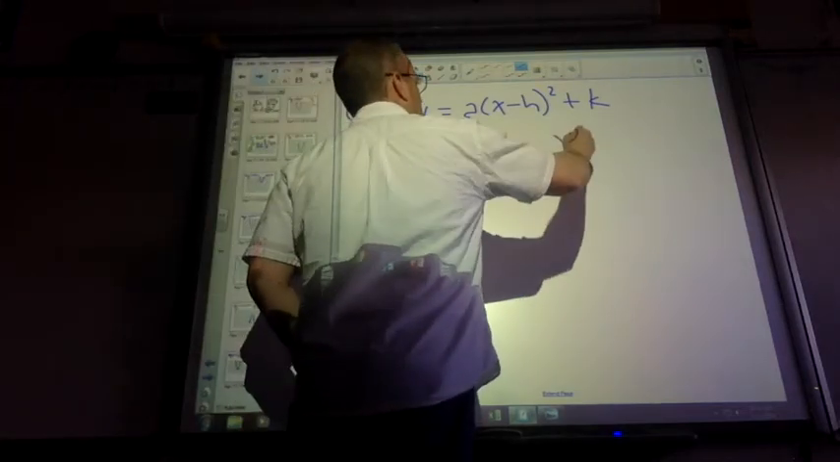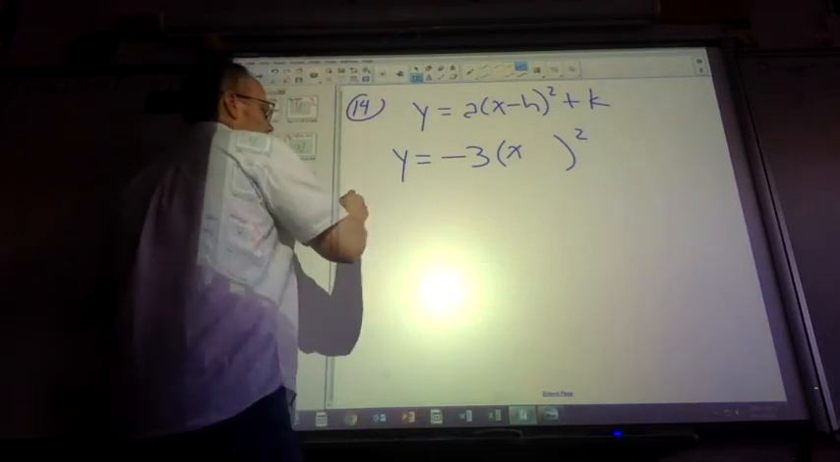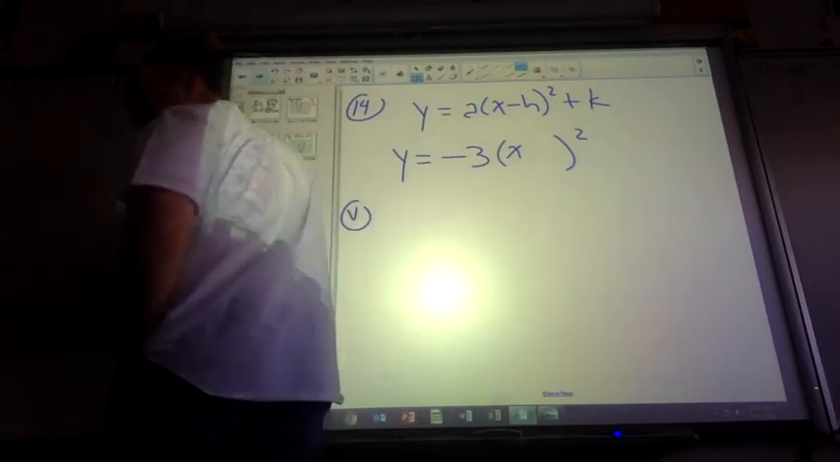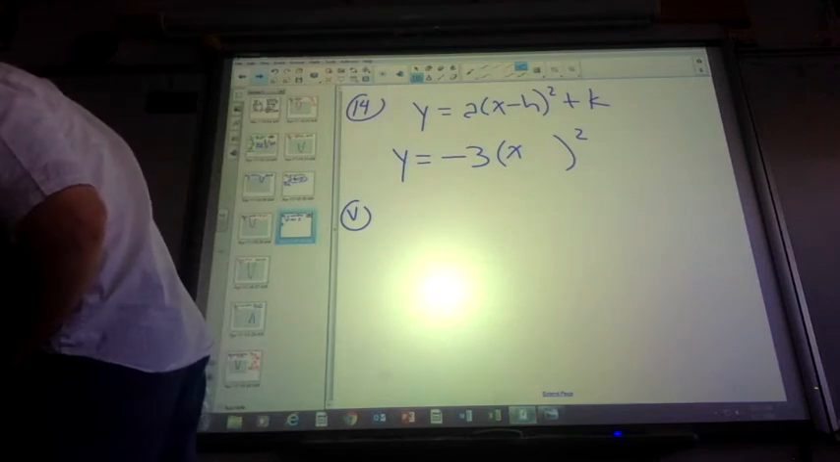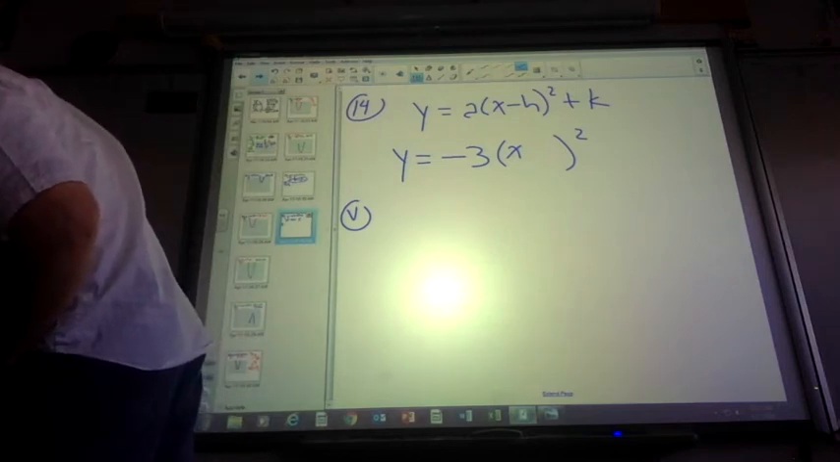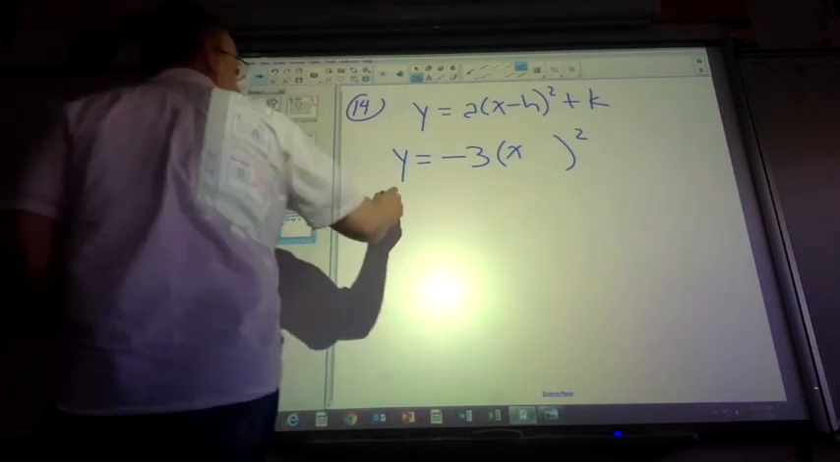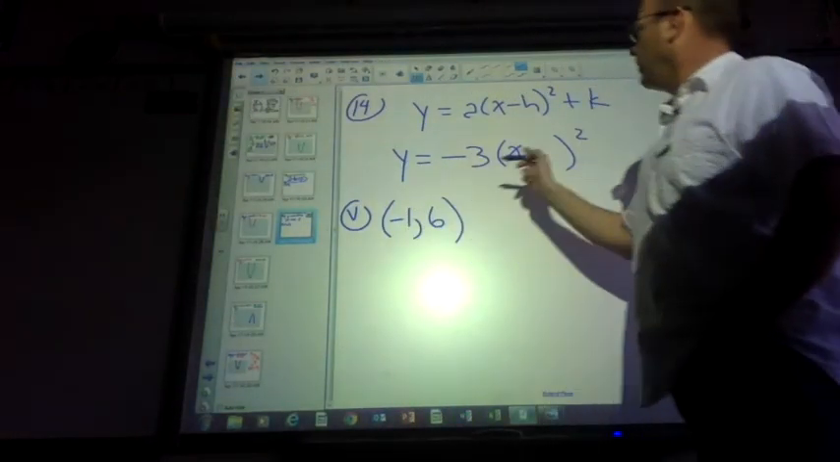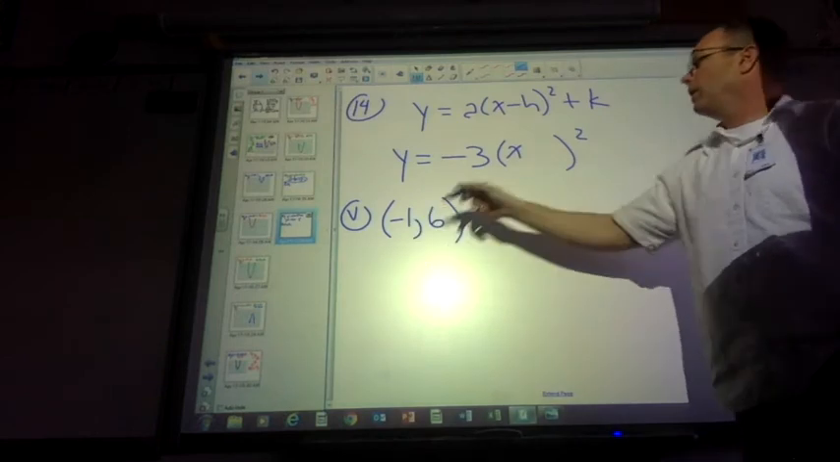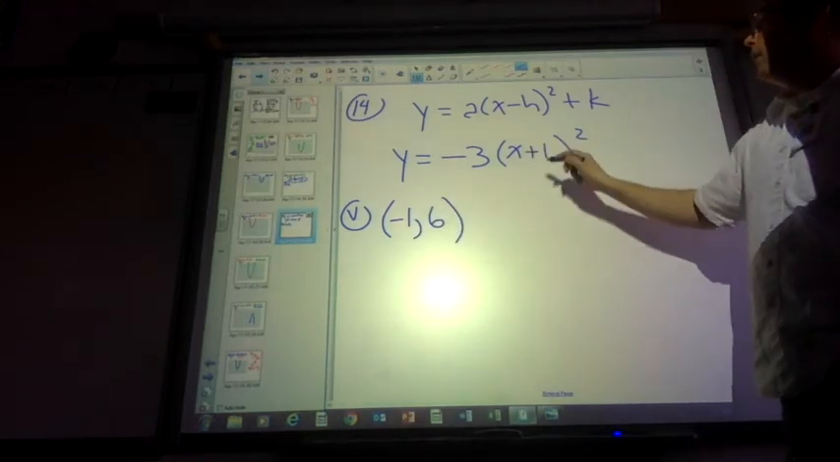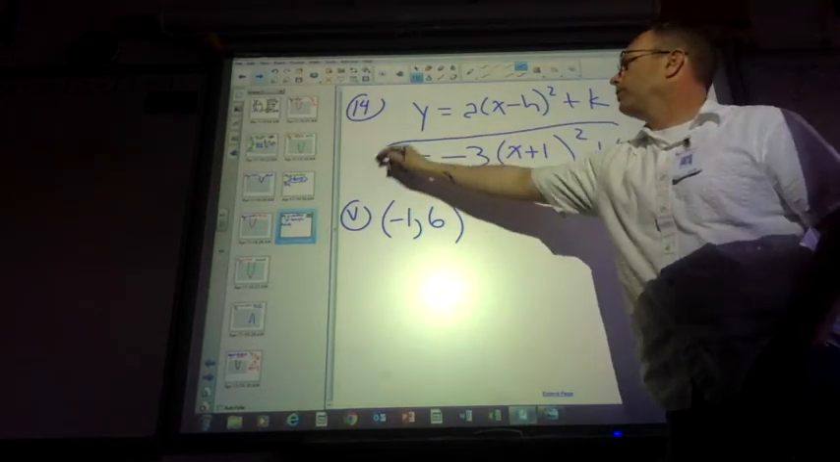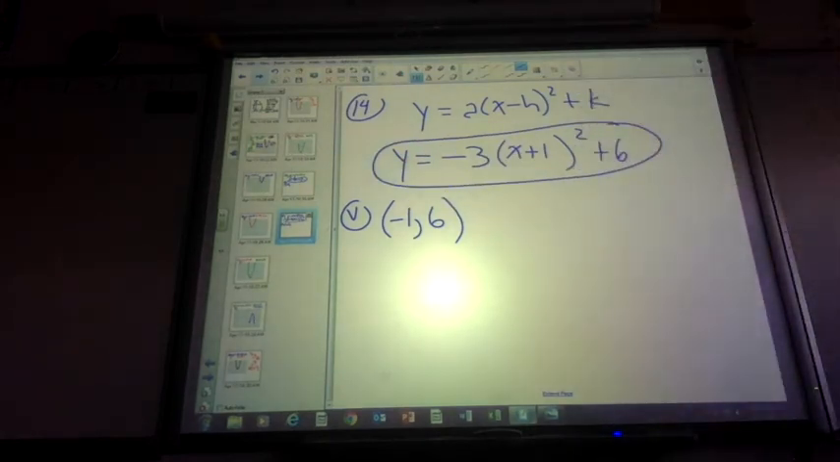What's my vertex on that problem? Negative 1, comma 6. Okay, so what value is going to be right here if that's a negative 1? Plus 1. And then what's this going to be? Done. Here's my equation. Is that okay?